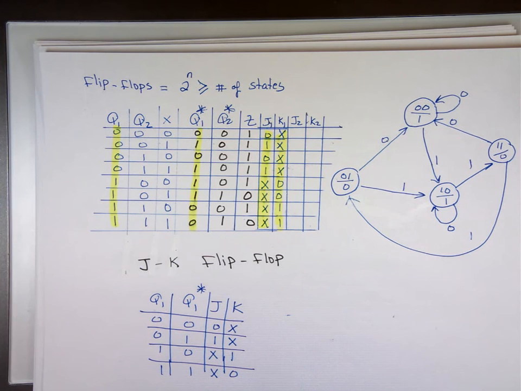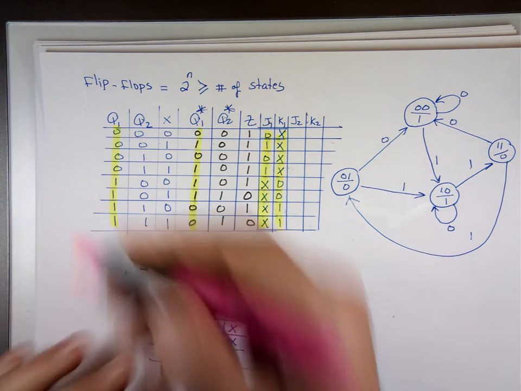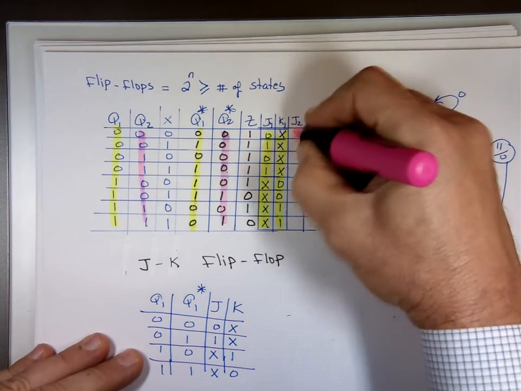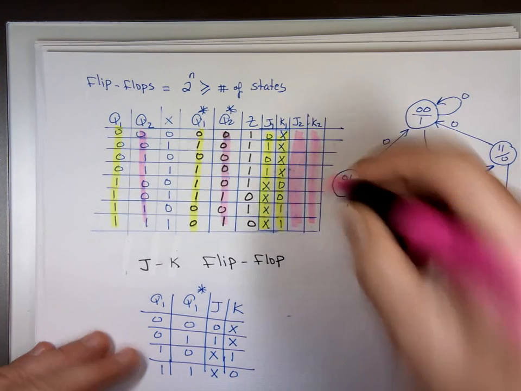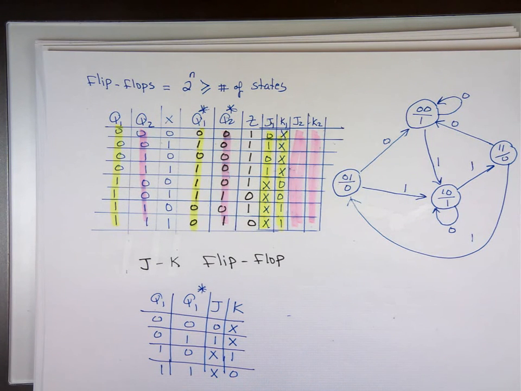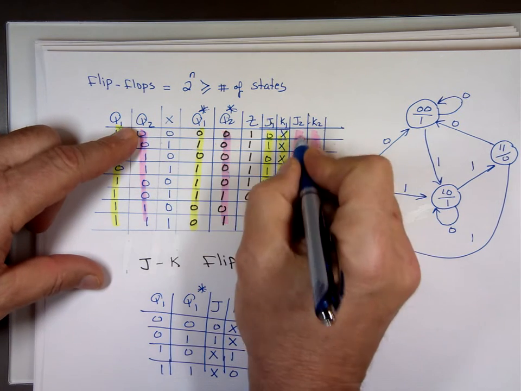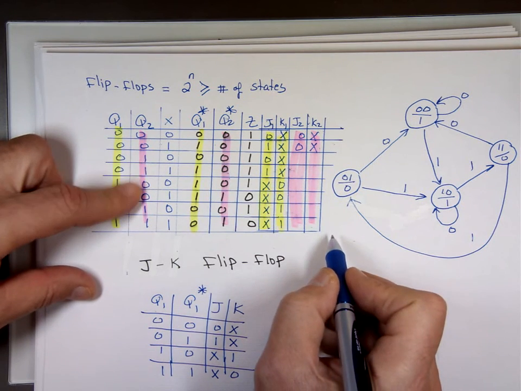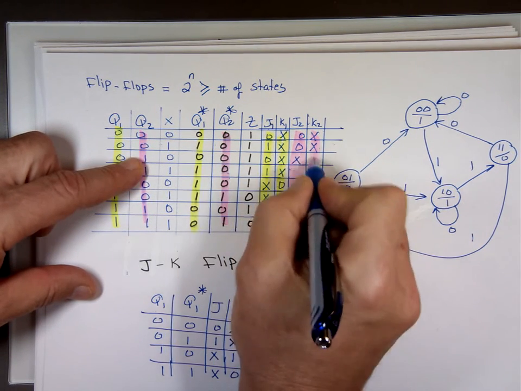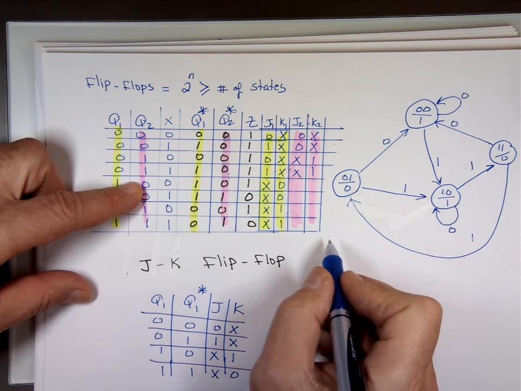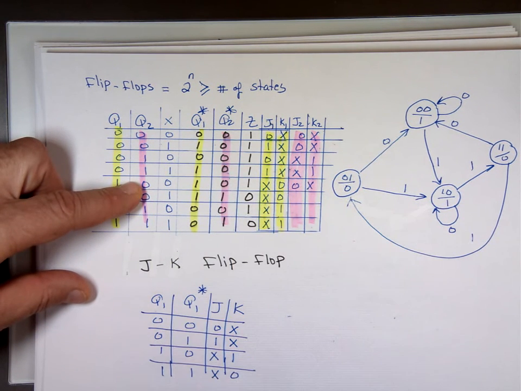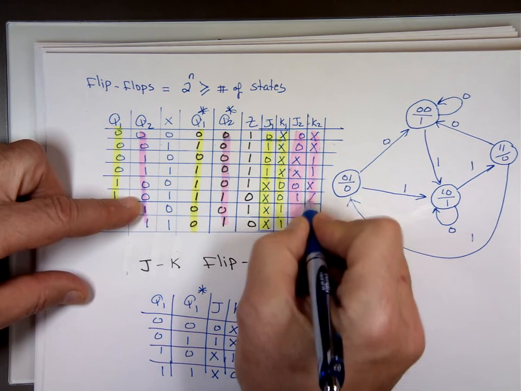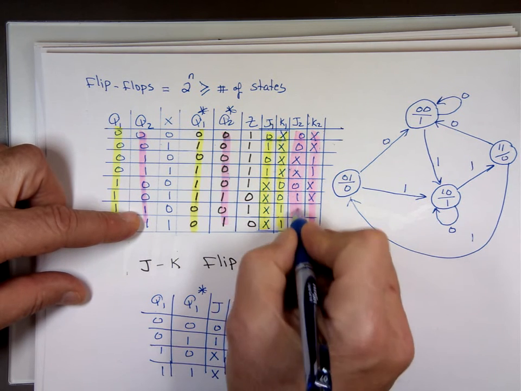I also need to do this one and this one and put the result here. So quickly, let's try that. 0 to 0, 0 and don't care. 0 to 0, 0 and don't care, 1 to 0, don't care and 1, 0 to 0, 0 and don't care, 0 to 1, 1 and don't care, 1 to 0, don't care and 1, 1 to 1, don't care and 0.